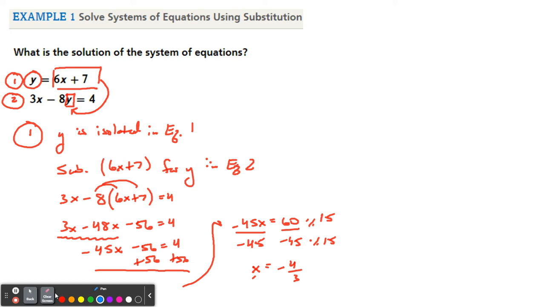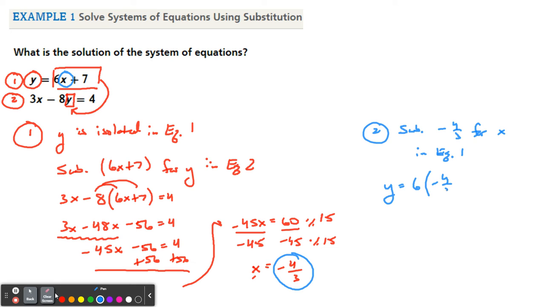So now, step 2, right? Step 2. Now we're going to sub negative 4/3 for x in equation 1. So now we're going to take that top equation and we're going to put the negative 4/3 in place of x right there. So y equals 6. Don't put down the x. In parentheses, put negative 4/3 and then plus 7 after. And you're going to simplify this. You could do it in your brain or you could type it into Desmos. 6 times negative 4/3 is negative 8. Negative 8 plus 7 is negative 1.